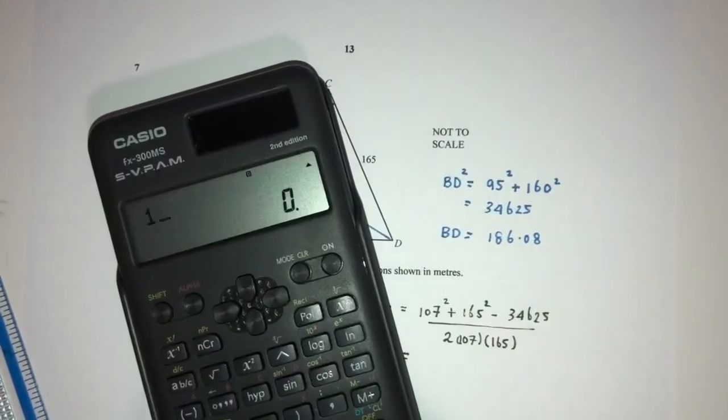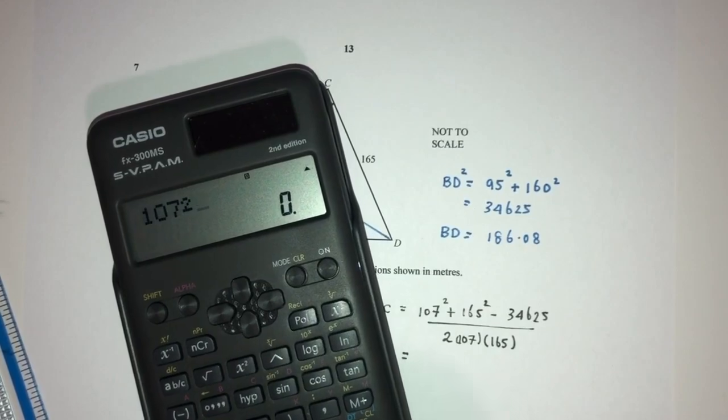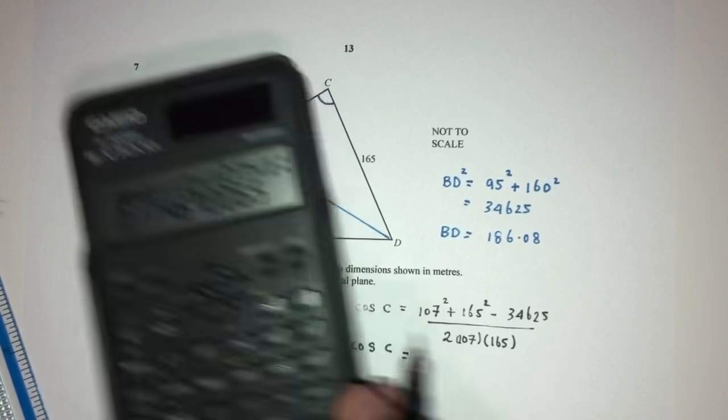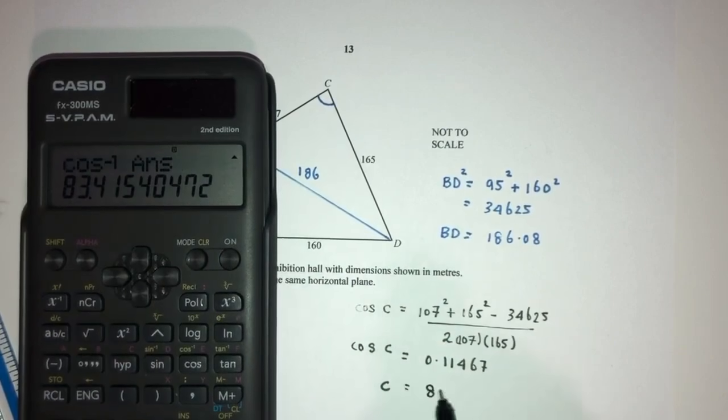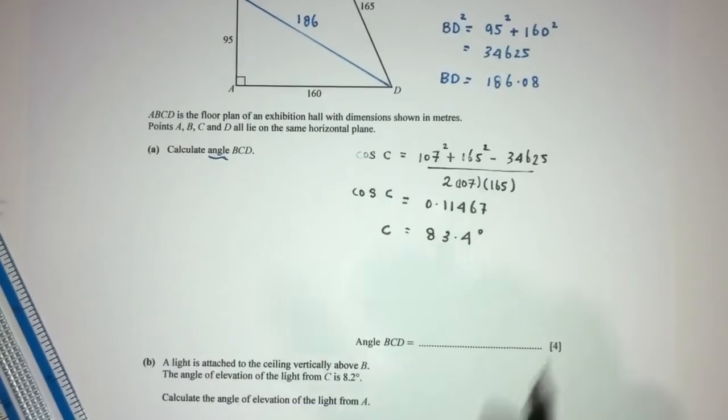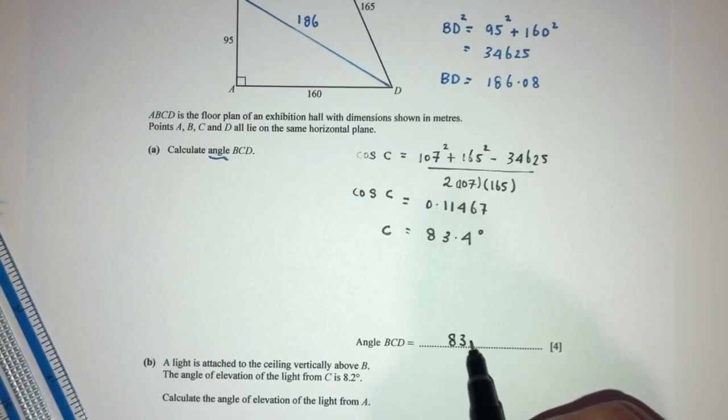So cos of the angle C equals 107 square plus 165 square minus 34625, divided by 2 times 107 times 165. That will be 0.11467. C will be cos inverse of that. That will be 83.4. So the angle, correct to one decimal place, will be 83.4 degrees.